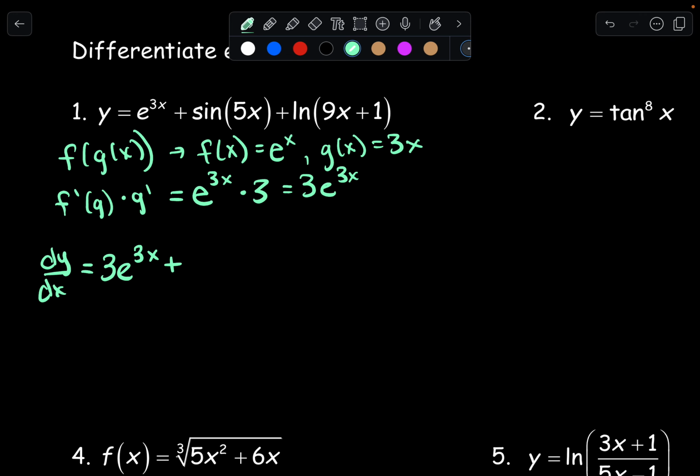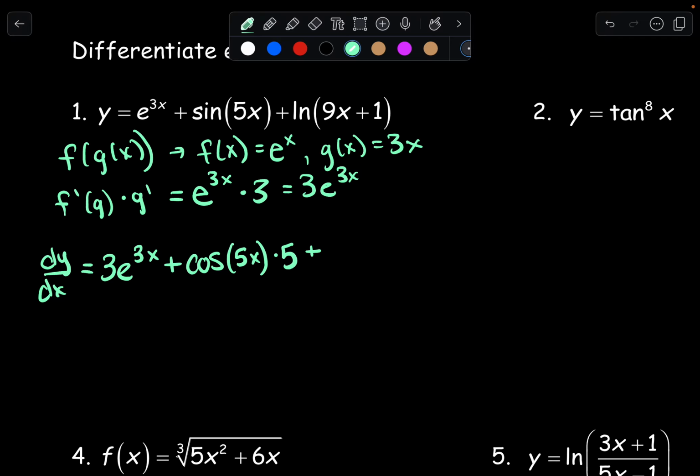We have a composition function. So differentiate the outside first. The derivative of sine is going to be cosine. I already took one derivative, so my 5x stays the same. Now I'll take the derivative of the inner function. The derivative of 5x is going to be 5.